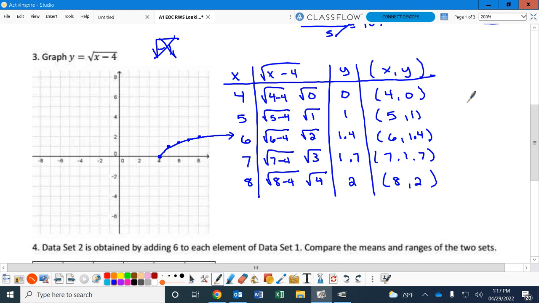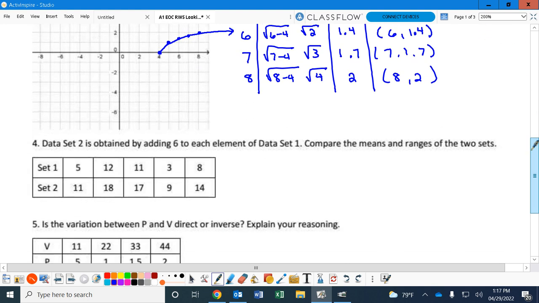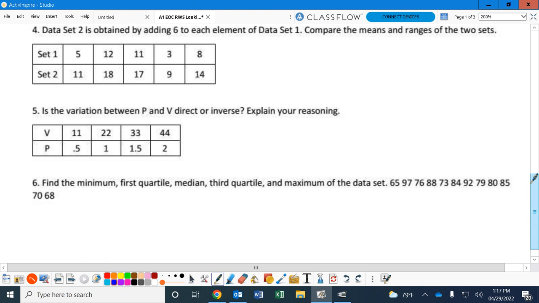Good? Okay, let's keep going, guys. These are going to be things that y'all have not seen. This is what we have a set of notes on next Thursday. We are going to have a set of notes that gets more into this. This is just kind of like scratching the surface.